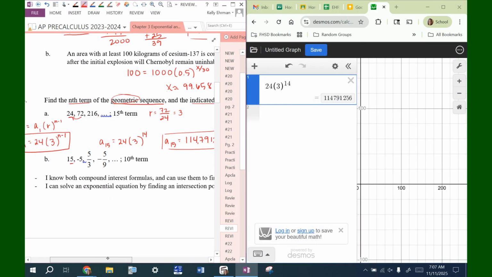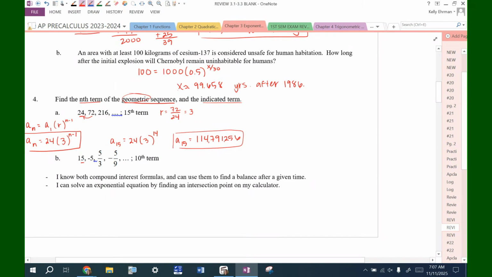All right, take a look at the next one. For the next one, the first term is 15. The r is -5 divided by 15, which is -1/3. The negative sign matters. It has to be there. And so the nth term, or the general formula, is 15 times -1/3 to the n minus 1. And this time I want the 10th term. So the 10th term is 15 times -1/3 to the 10 minus 1, so to the 9th power.